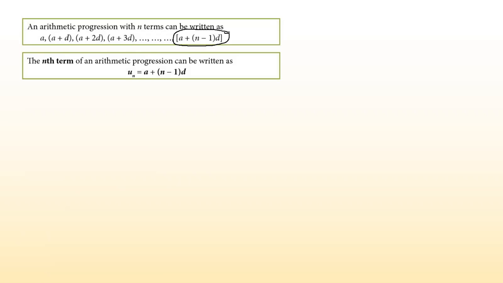The nth term of an arithmetic progression can be written as Un equals a plus (n minus 1)d. So Un is the symbol for the nth term. Later you will also learn about Sn, which is another symbol in progressions or sequences. All right, what does Un equals a plus (n minus 1)d mean? What is the nth term?